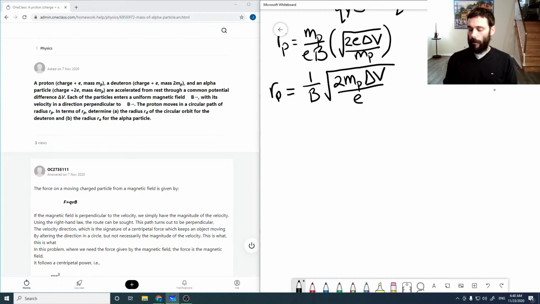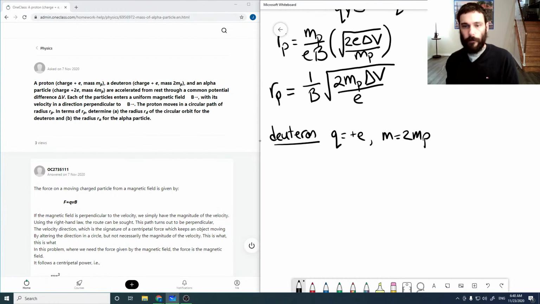And obviously that'll come back, but first we need to solve for the deuteron and the alpha particle. So for the deuteron, we have our charge is plus e, and our mass is 2mp. And so we can take some of the expressions from above.